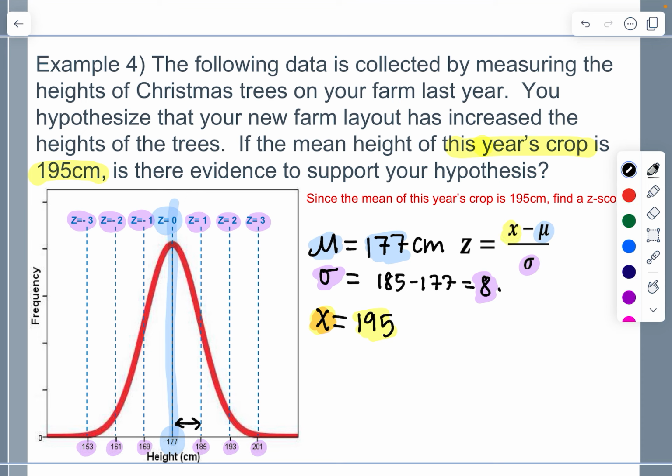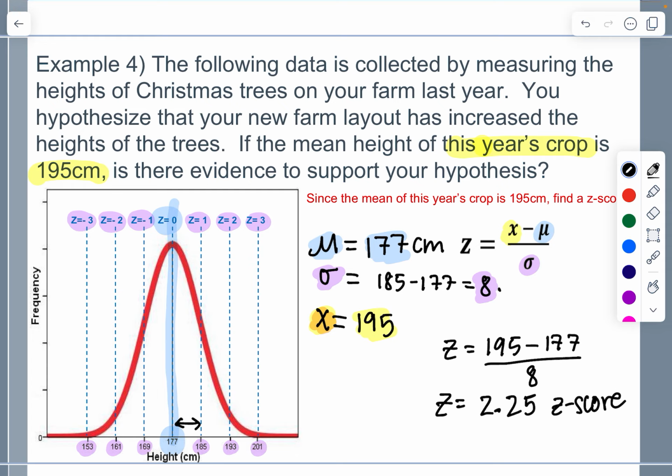So we can find our z-score. z equals x, or 195, minus mu, 177, over 8. Punch this into our calculators: 195 minus 177 divided by 8. That's going to give us 2.25, which is great, because z-scores are always 2 decimals. So this is the z-score.